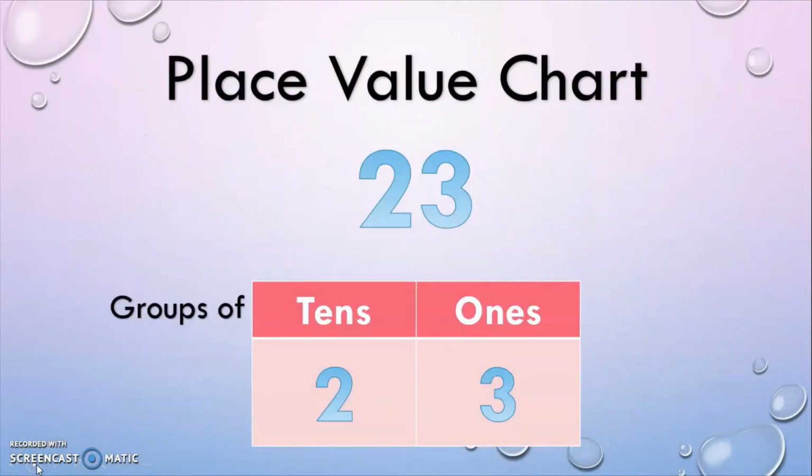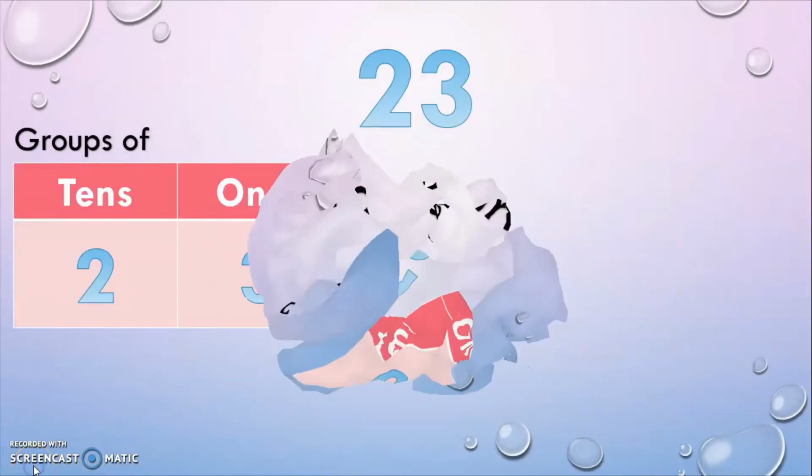So this is what a number would look like in a place value chart. Here's the number 23. Notice my 3 goes in the ones side, and my 2 goes in the tens, or groups of tens side. So 23 would be 2 tens, which were those long bars you saw in the last slide, and 3 ones, 3 little cubes. Let's see more what that looks like.